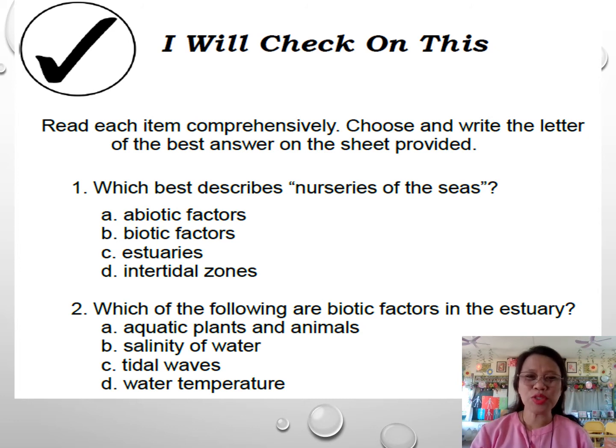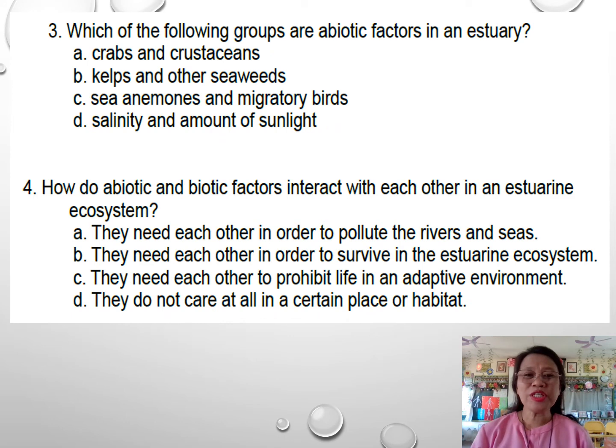Now let's go to number 3. Which of the following groups are abiotic factors in an estuary? The abiotic factors are the non-living things in an estuary. You have A, then B, C, and D.